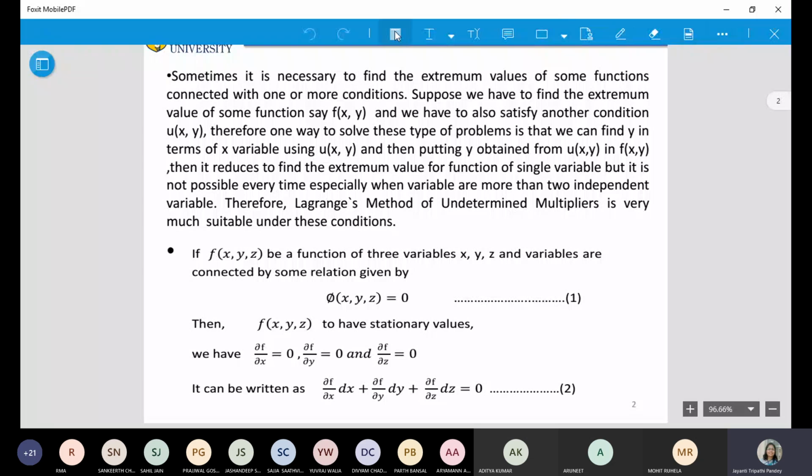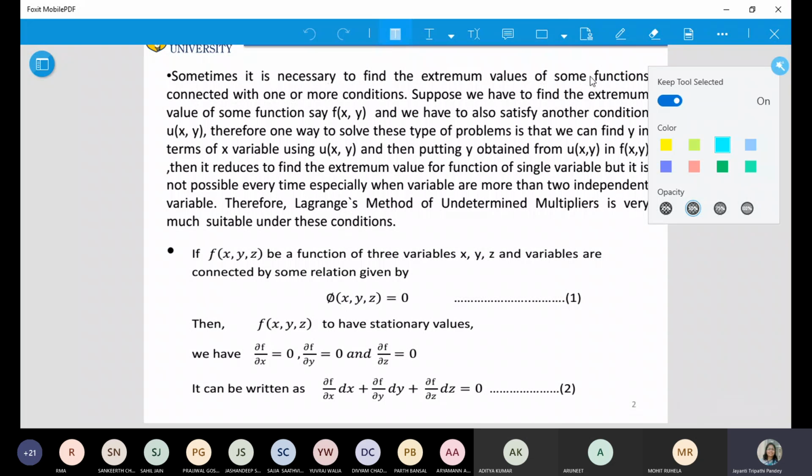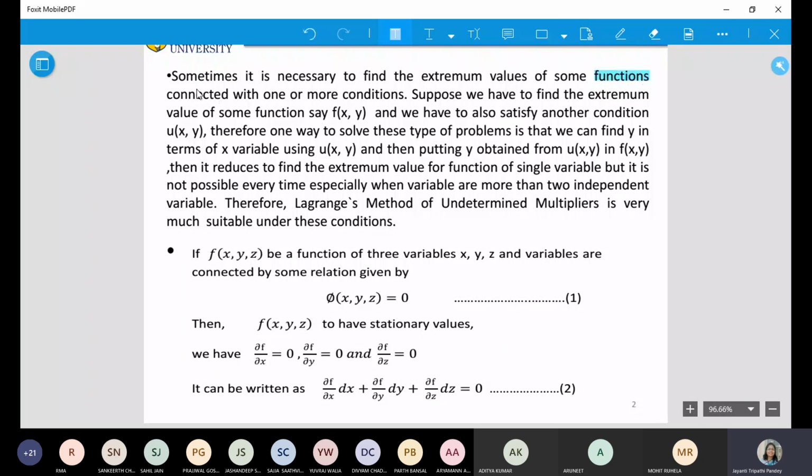When do we use it? When the functions are connected with one or more conditions. Suppose we have to find the extreme value of some function and we have to also satisfy another condition, then we use this. Now how does this question look?